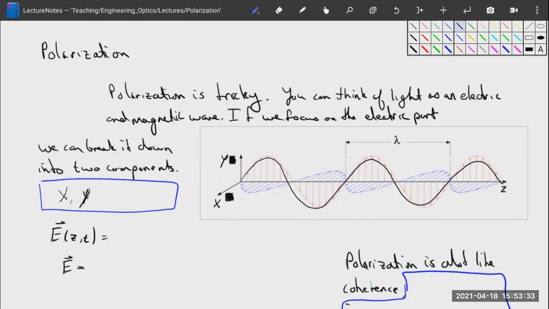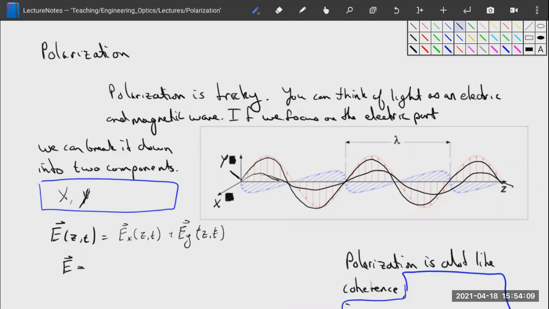We could have a wave you could imagine traveling kind of like at a 45-degree angle, right? Or something like that, where it is moving like this in between the x and the y axis. So if we just look at the electric field component, we can describe it as an x component, which is a function of z and t, and a y component, which is a function of z and t.